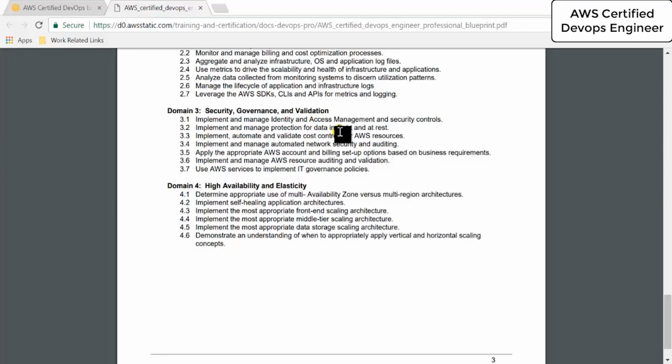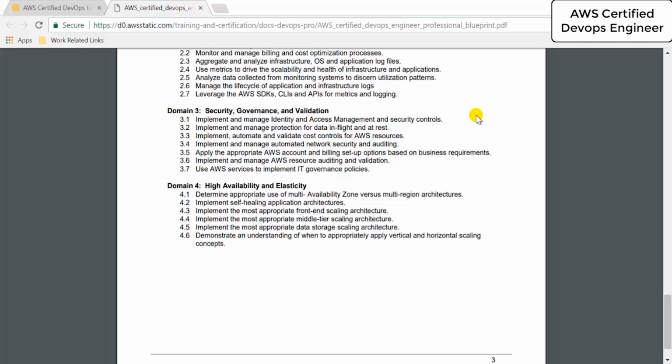The third domain is related to security, and it also includes governance and validation. It will cover the implementation and management of identity and access management and security controls, implement and manage protection of data in flight and at rest, implement, automate, and validate cost controls for AWS resources, implement and manage automated network security and auditing, apply the appropriate AWS account and billing setup options based on business requirements, implement and manage AWS resources auditing and validation, use AWS services to implement IT governance policies. So these things will cover the security, governance, and validation domain.